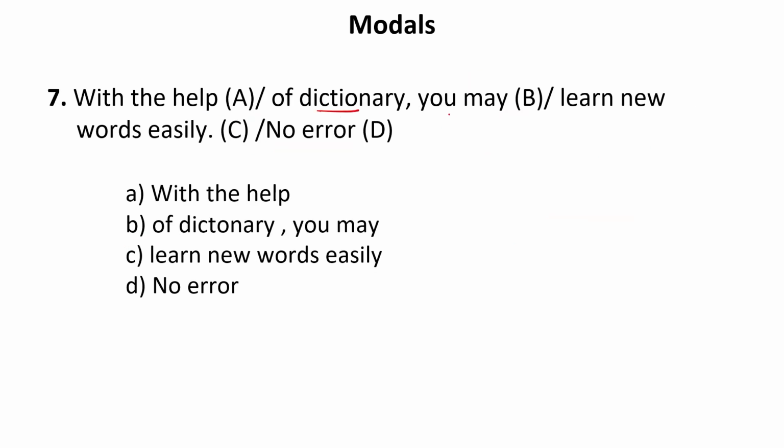Now let us move to the next one. With the help of dictionary, you may learn new words easily. So this shows the ability of you and the work of dictionary also, because with the help of dictionary, we can learn many words. So your may should be replaced with can. Can shows the ability. Therefore, the answer is part B. B part contains the error. So our answer is B.